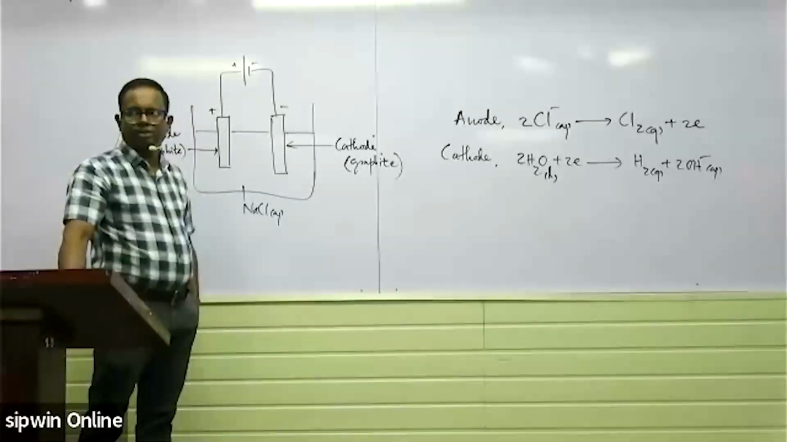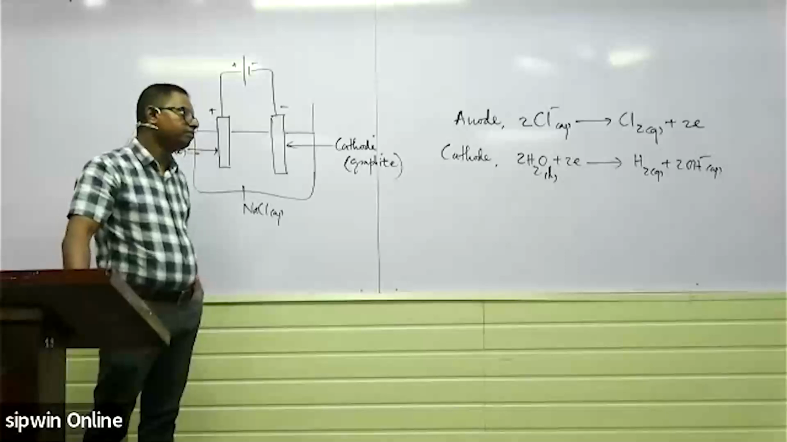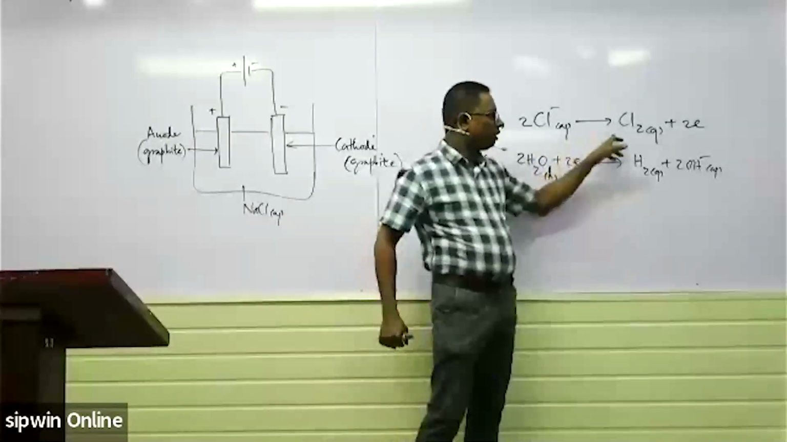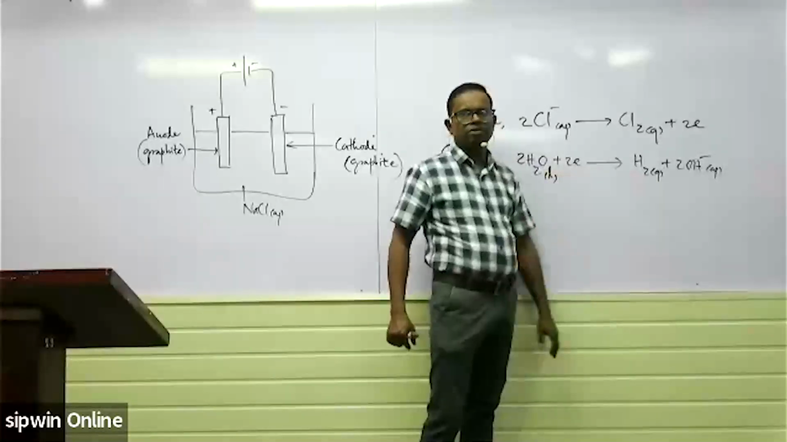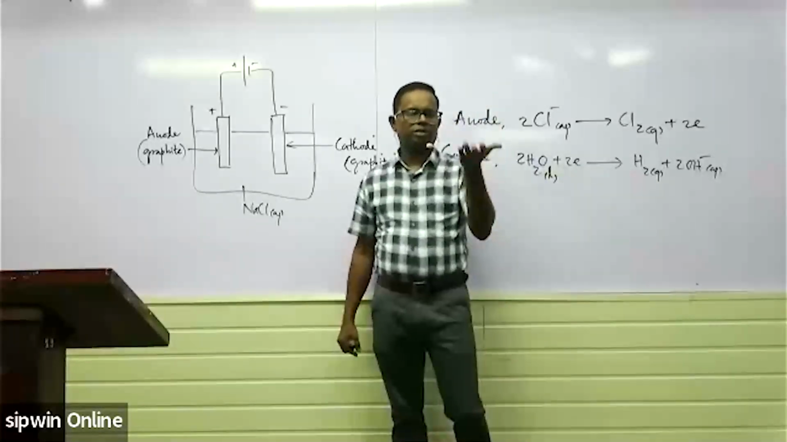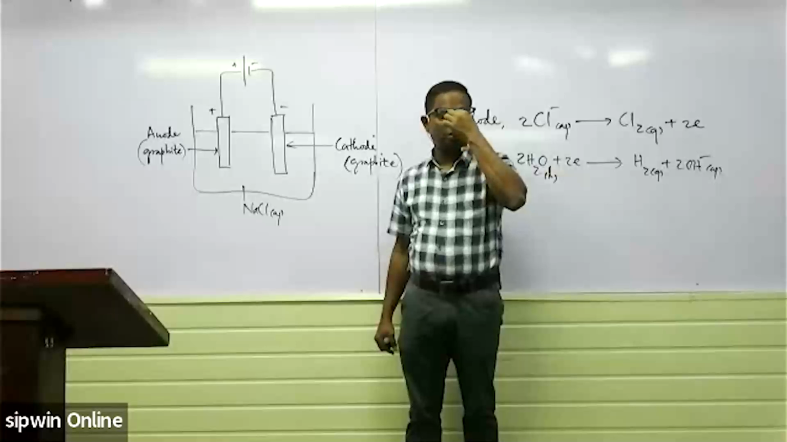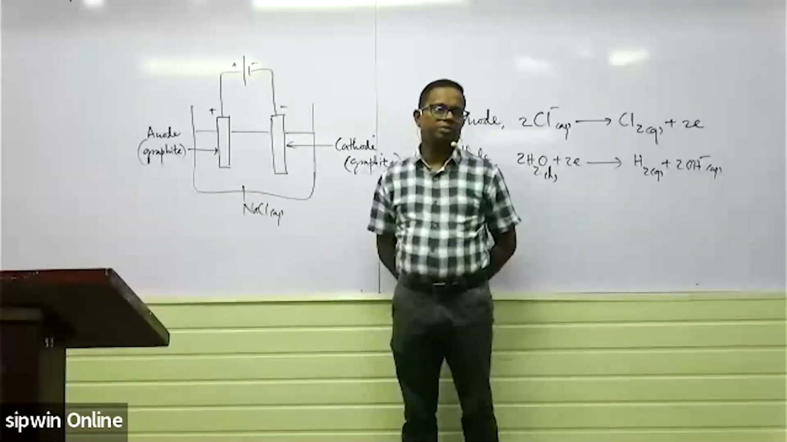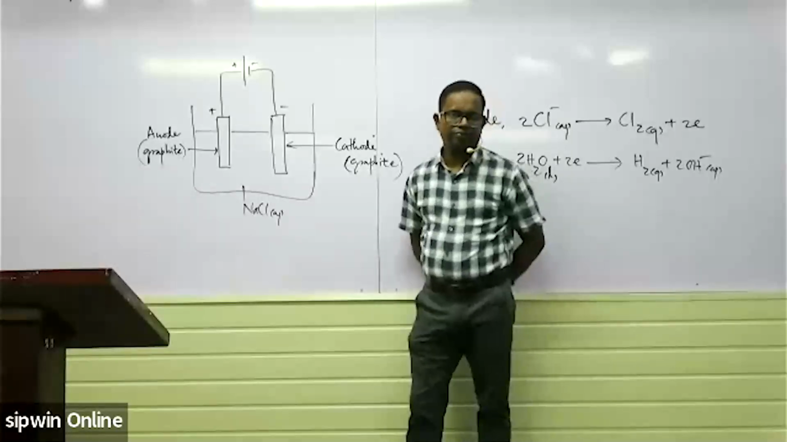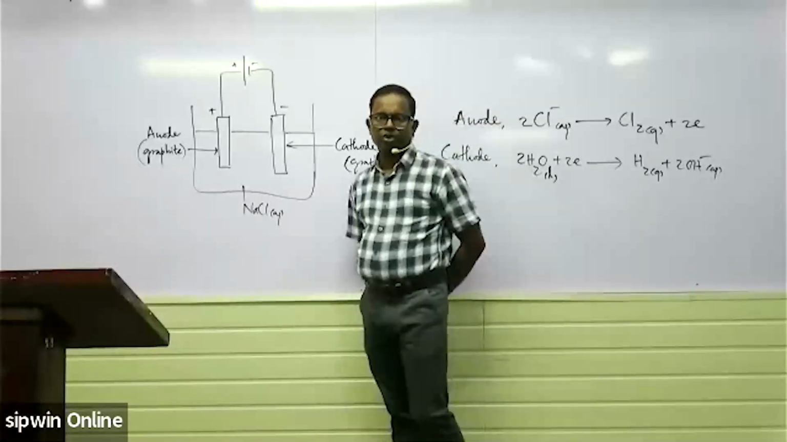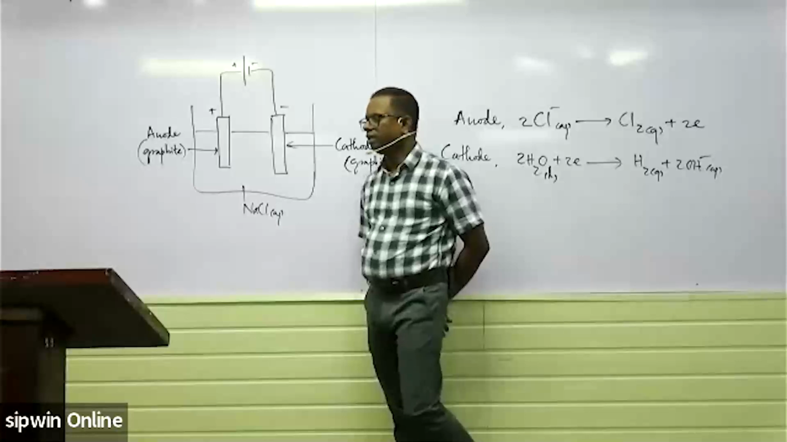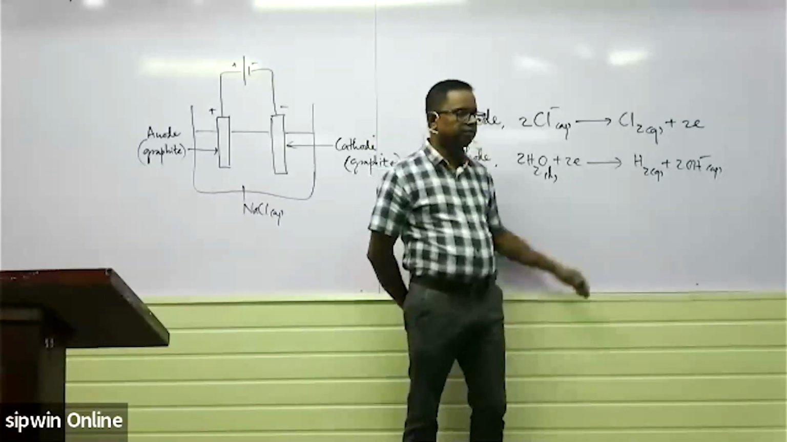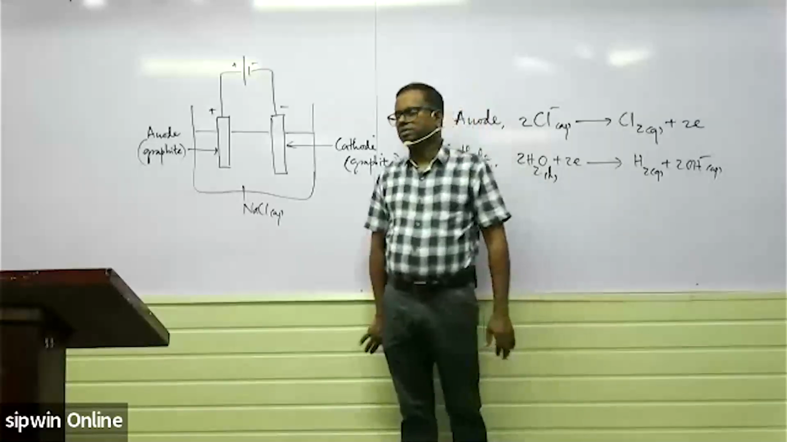Industrial process later. Now chlorine is released here, OH minus is produced here. The OH minus concentration increases, and with the sodium ions we produce sodium hydroxide. Caustic soda production, an industrial process. This kind of thing.